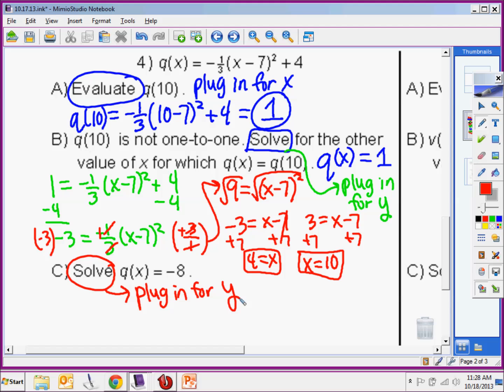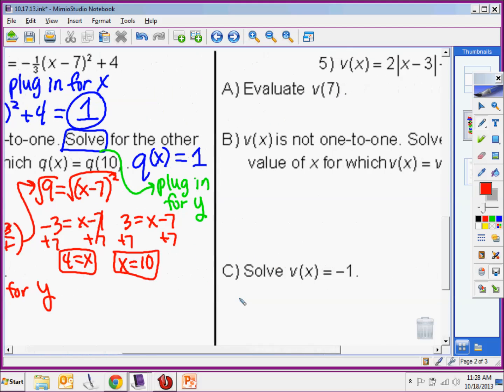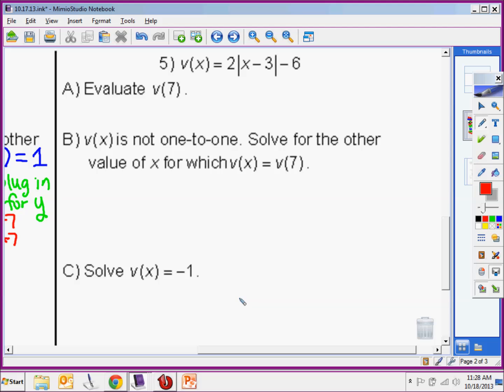What I'm going to do is really quickly go over the absolute value with you. Absolute value, is it a one-to-one function? No. It's our V shape, right? And so every point but the cusp is going to have a repeating Y, right? All right, so it's the same thing here. Once I figure out what V of 7 is, I know that V of X equals whatever that value is, right? That's just simple substitution.